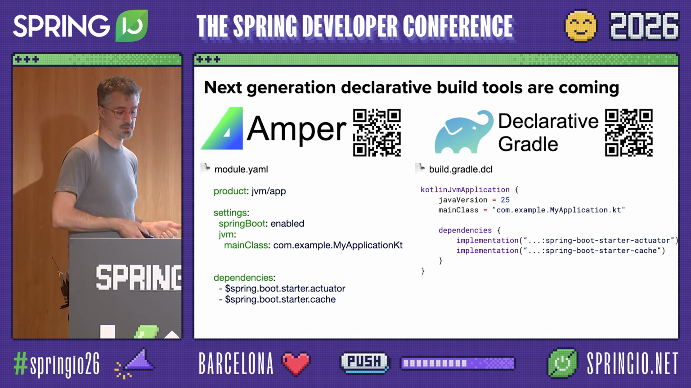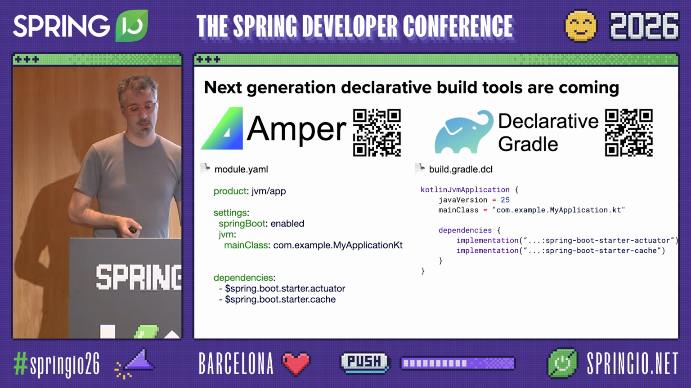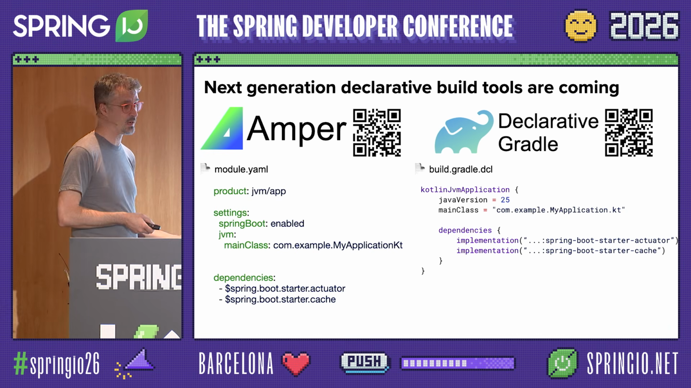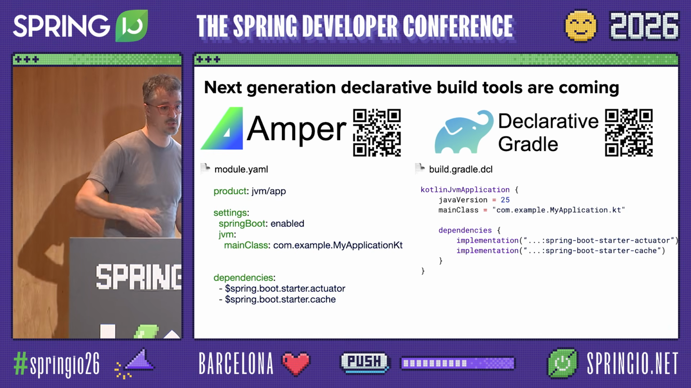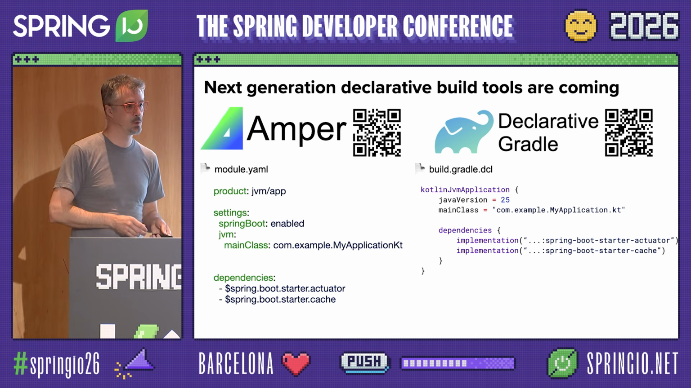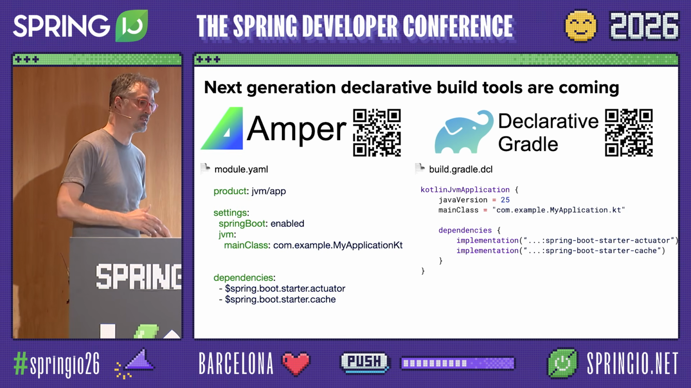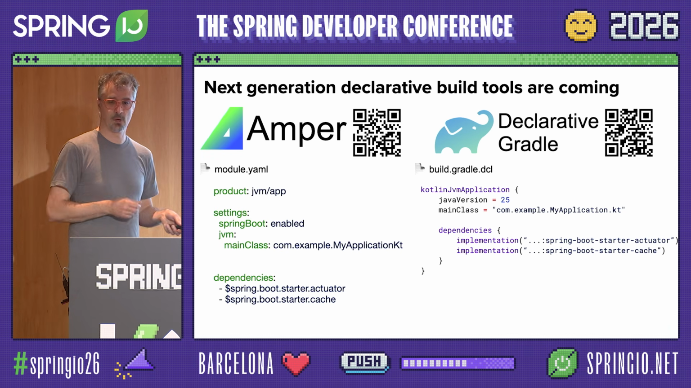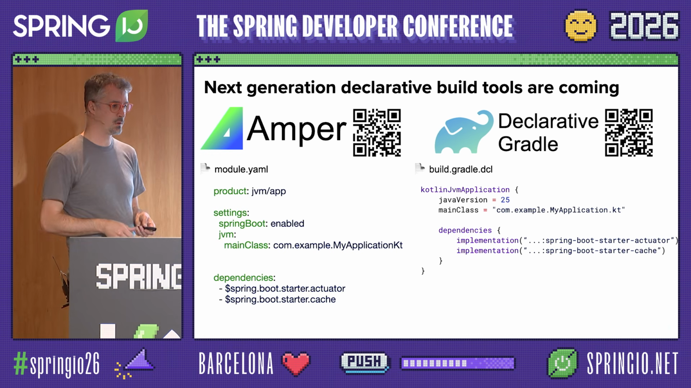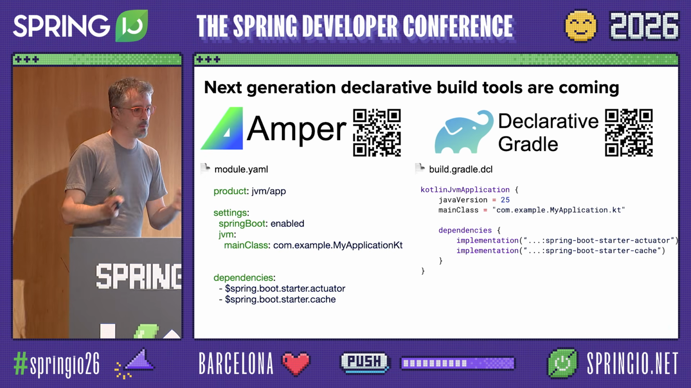You have Amper that is using YAML to describe some declarative dependencies and various properties. And you have Gradle, which is working on a new variant, declarative Gradle, which is not Groovy, not Kotlin. It looks like Kotlin, the syntax is pretty close, but it's not a full programming language, because using a full programming language to describe your build has issues, like long analysis time. When you make a small syntax error, you have a big pack of red stuff showing in your IDE. So yeah, it's a bit confusing because both are working on different options.